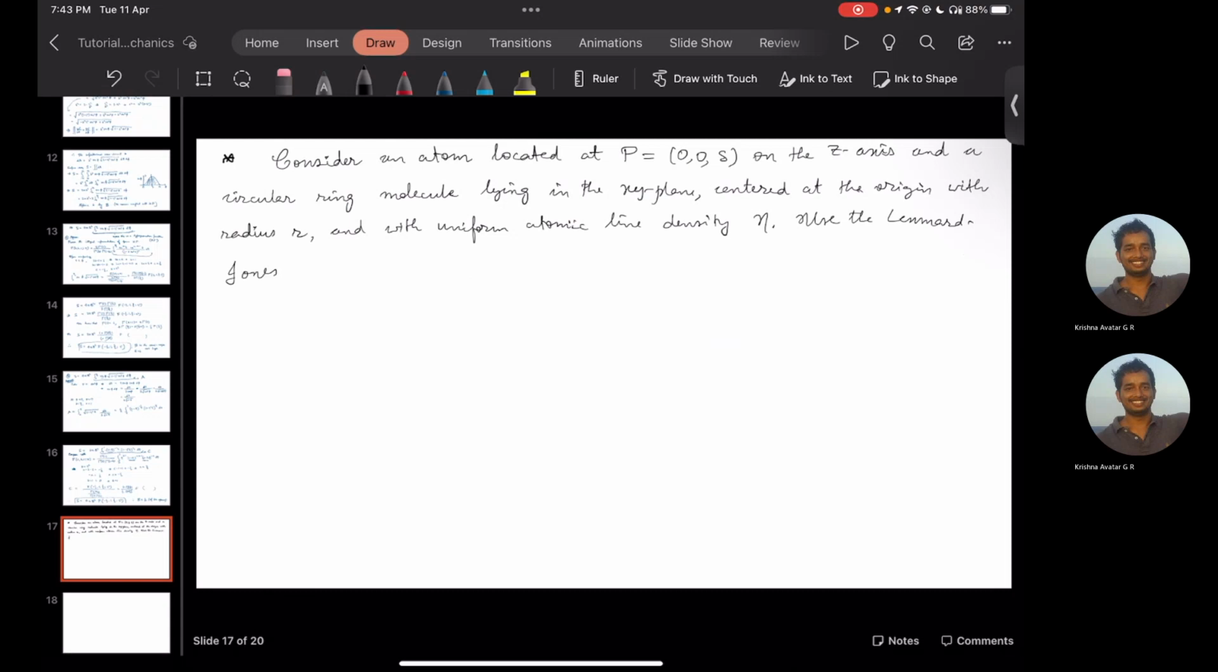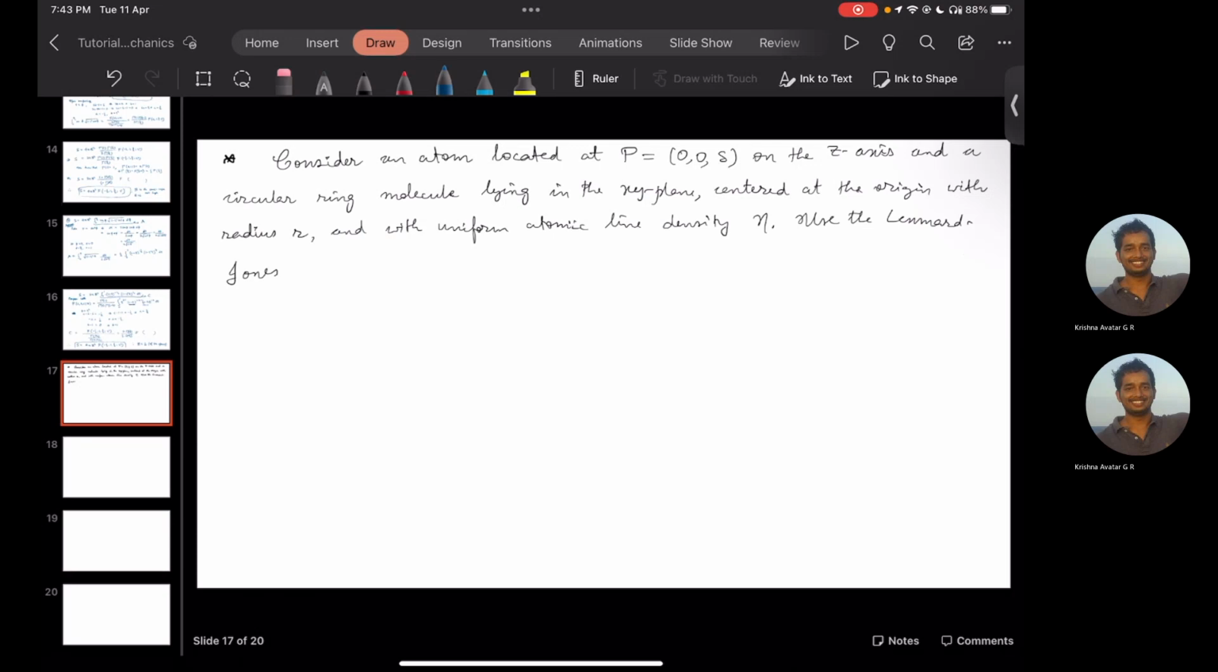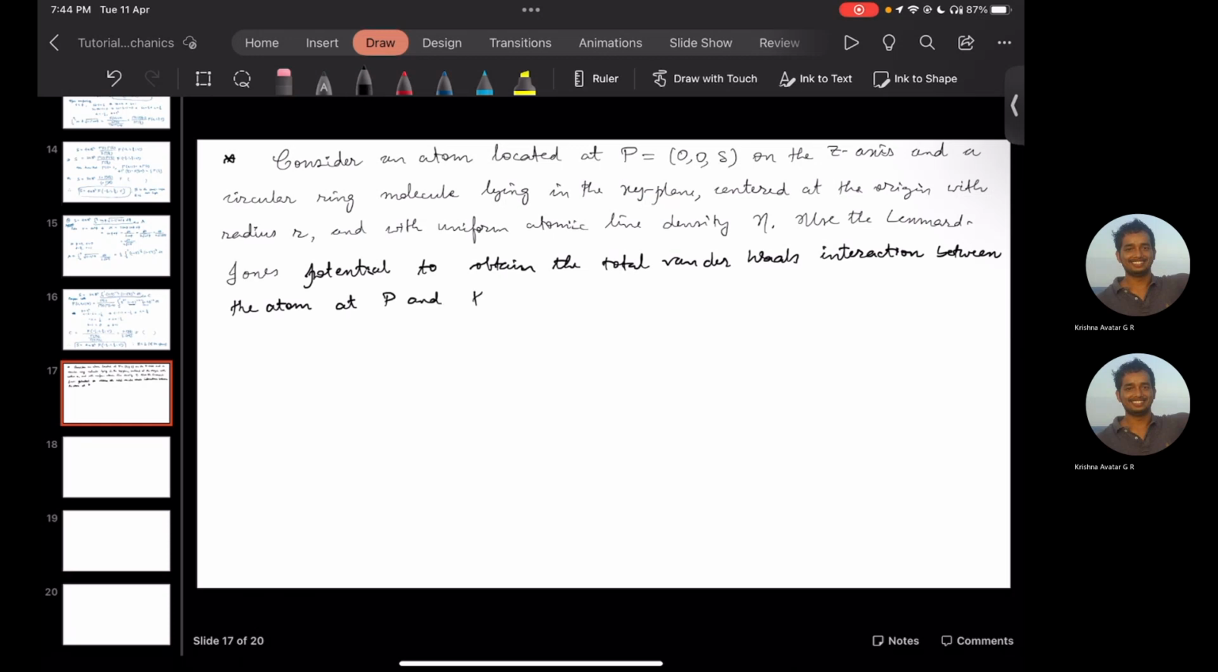Use the Lennard-Jones potential to obtain the total van der Waals interaction between the atom at P and the ring molecule. Okay, I think I was right, it should be Lennard-Jones.